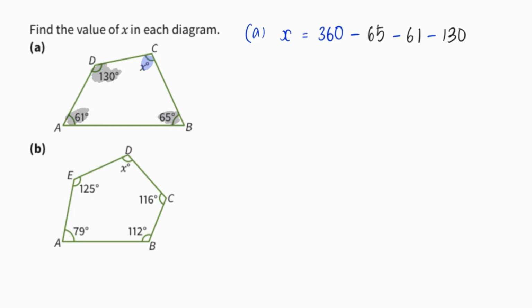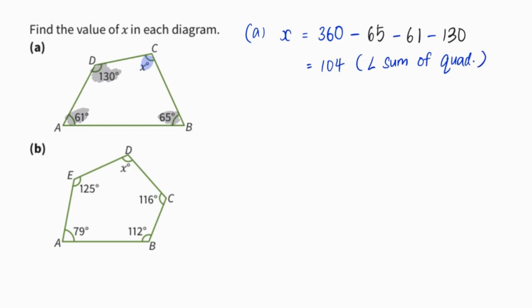And the reason for this is because this will give me a value of 104, and of course, why do we use 360 degrees? Because it is the angle sum of a quadrilateral. Quad for short.